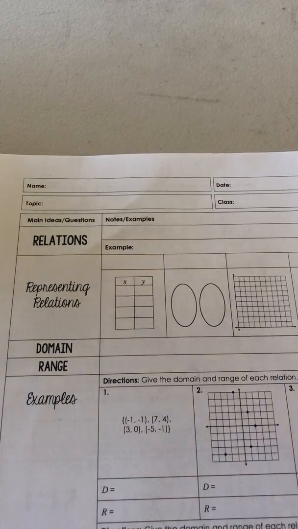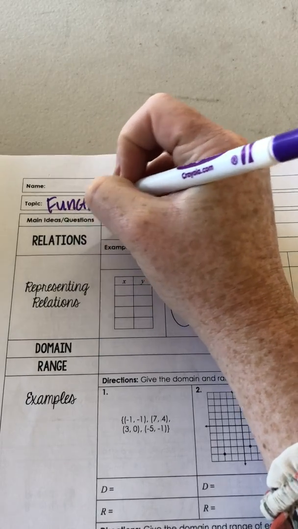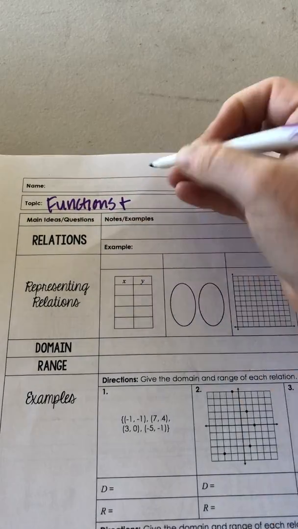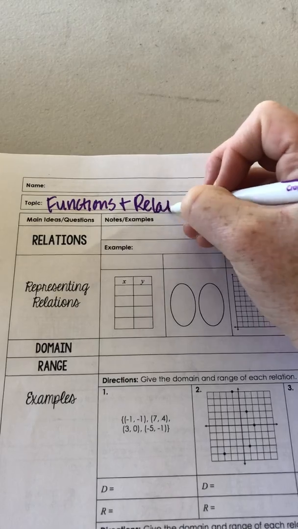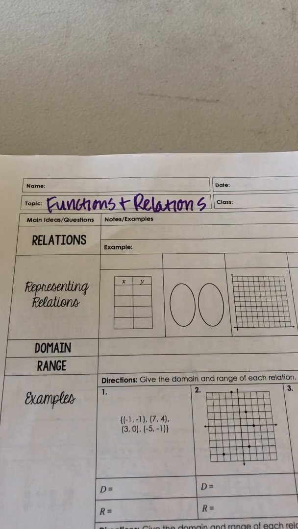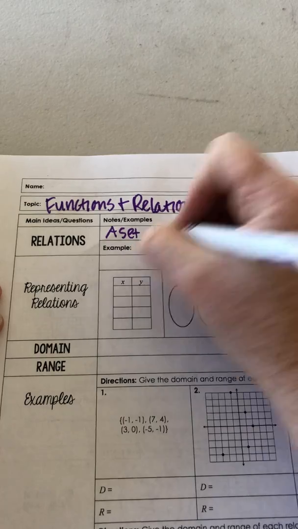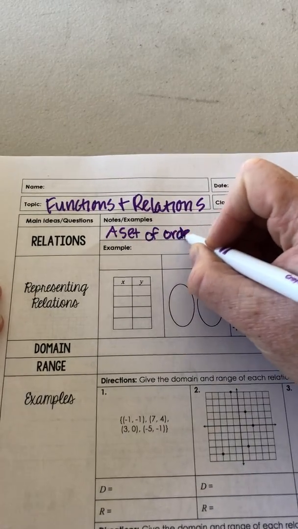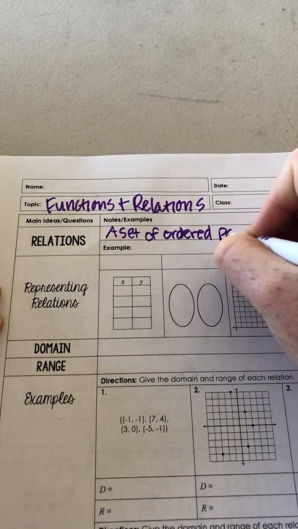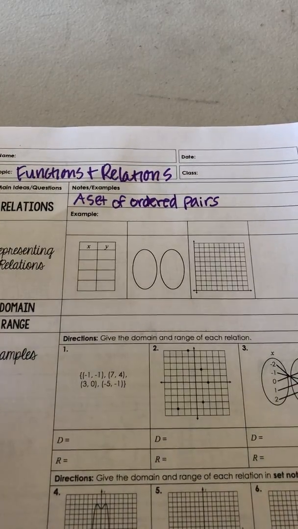Okay, now we're on our next unit, Unit 2. Our topic today is functions and relations. Okay, so relations, those are a set of ordered pairs, which may or may not be a function, okay?